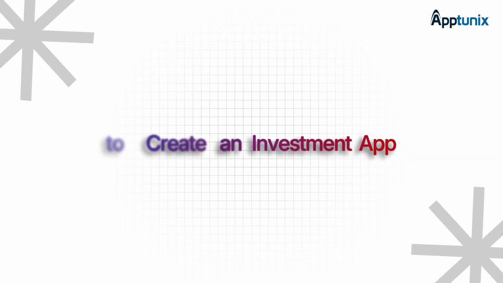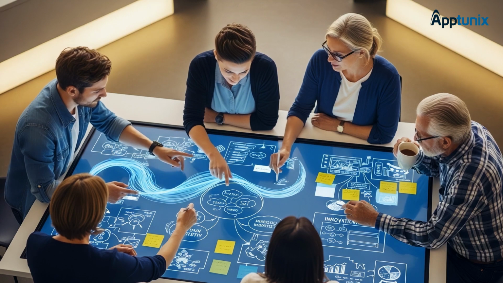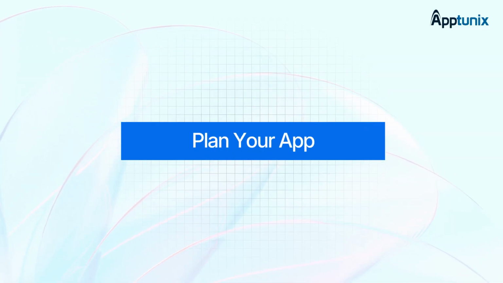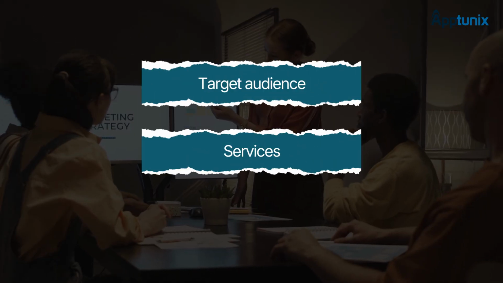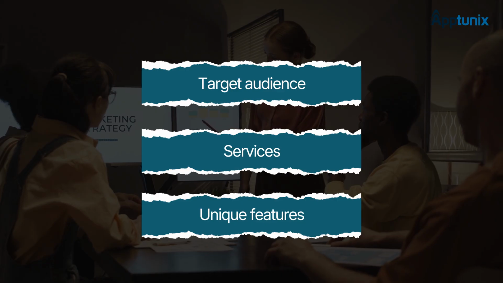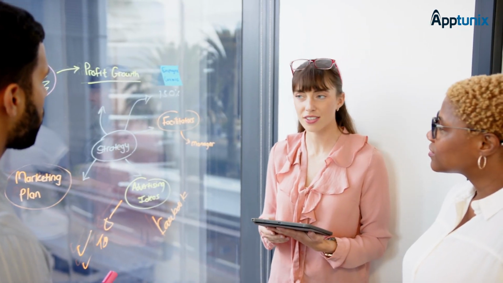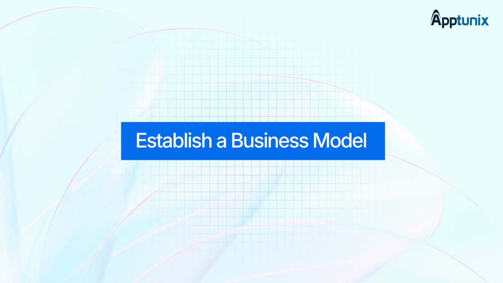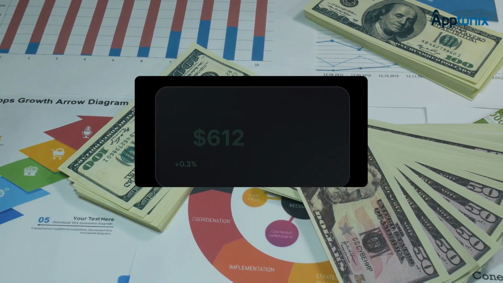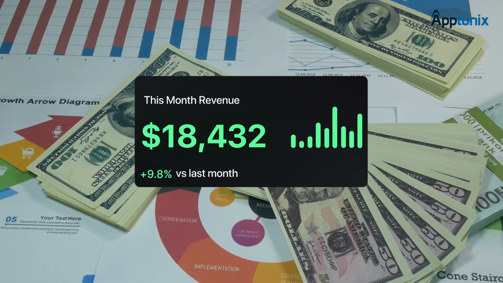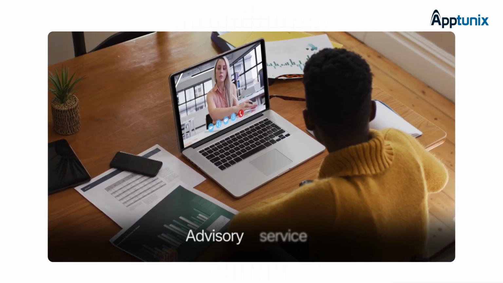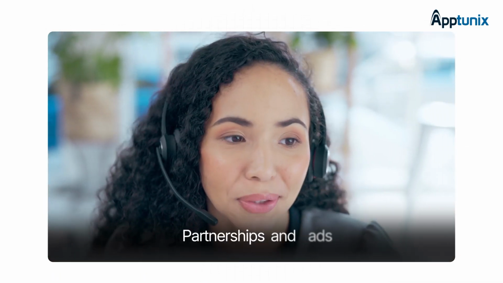How to create an investment app. Let's break down the development process step by step. Plan your app. Define your target audience, services, and unique features. Conduct market research and competitor analysis to validate your idea. Establish a business model. Choose how your app will generate revenue. Popular options include commission on trades, subscription plans, advisory service fees, partnerships, and ads.